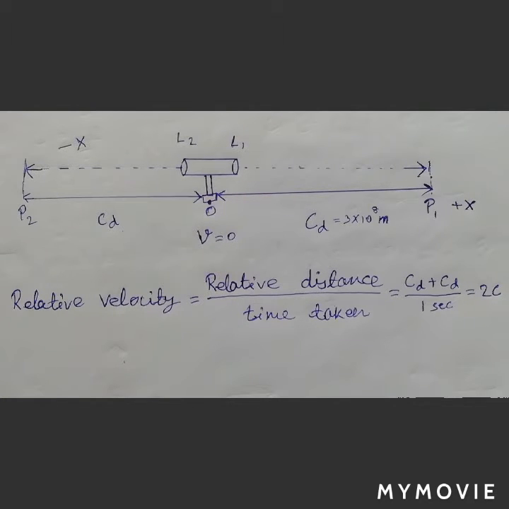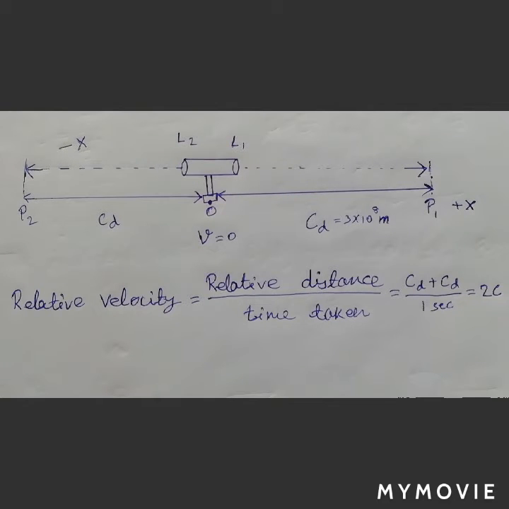We calculate the relative velocity using the given formula. The distance between the two laser pulses is 2 times c d. This distance is traveled in 1 second. Therefore, the relative velocity between these two light pulses is equal to 2c.